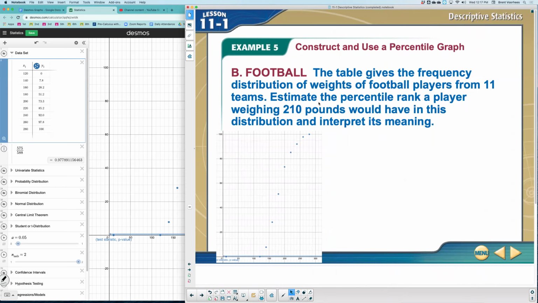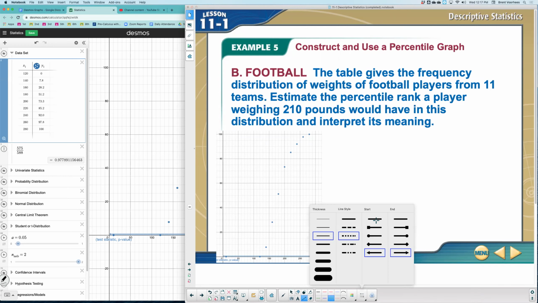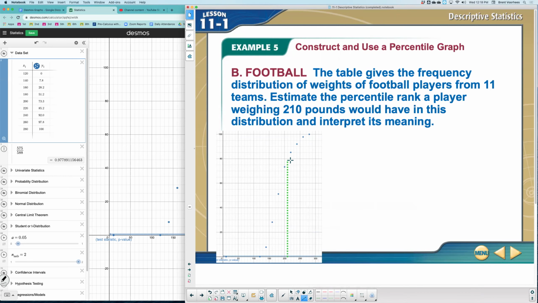Okay, so now it says estimate the percentile rank of a player weighing 210. So this is counting on the x-axis by tens. I can tell it goes from 200, 210, 220, 230, 240, 250. So basically what we're trying to find out is, if we had a weight of 210, what would that approximately be for athletes? Like what percentage of athletes would that be? And so what I'm going to do is just look at this.